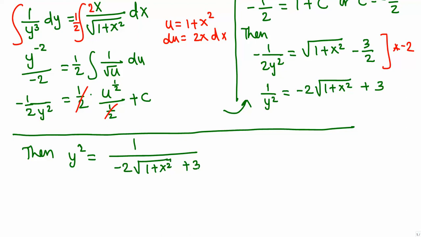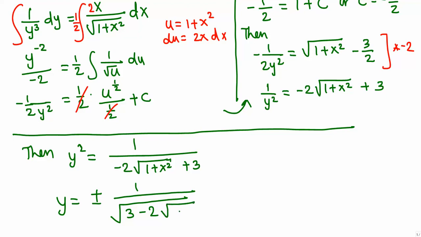Or we could have written 3 first, because positive 3 minus 2 times the square root of 1 plus x squared is the same thing. Then take the square root of both sides, because we need to solve for y. So y equals plus or minus the square root of 1, which is 1, so on the top we can just leave 1. On the bottom, the square root of 3, then the second term is negative 2 times the square root of 1 plus x squared.